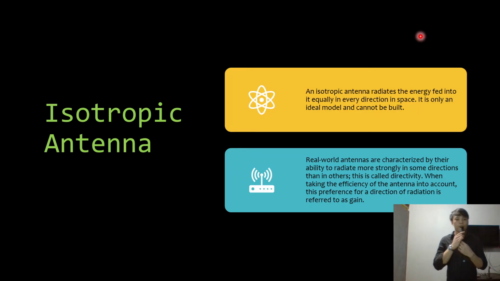So, an isotropic antenna radiates the energy fed into it equally in every direction in space. So, it is only an ideal model and cannot be built. Real-world antennas can be characterized by their ability to radiate more strongly in some directions than in others. This is called directivity. When taking the efficiency of the antenna into account, this preference for a direction of radiation is referred to as gain.